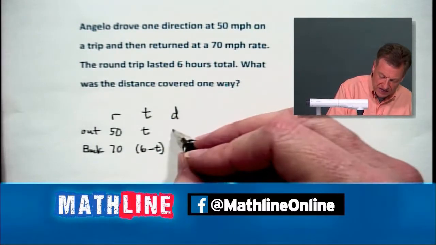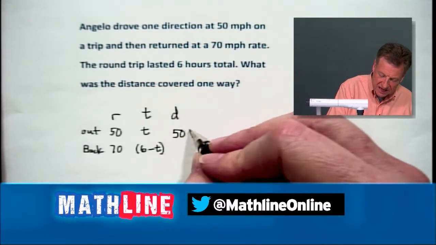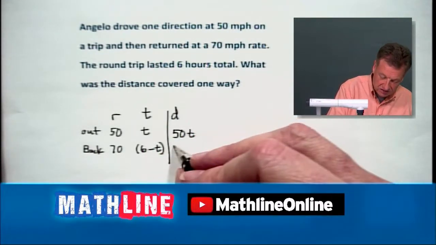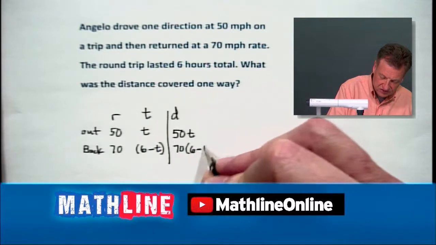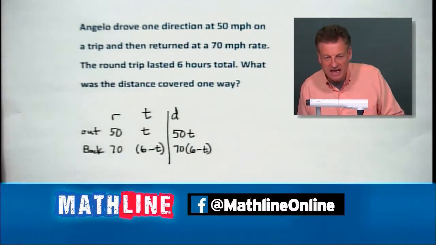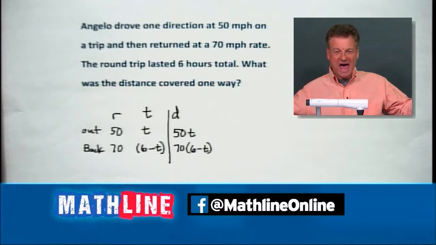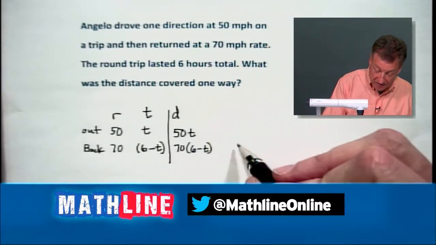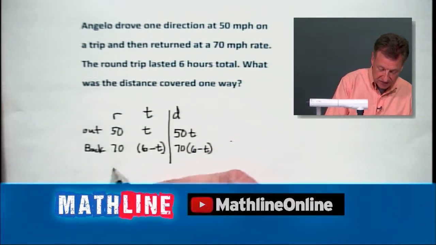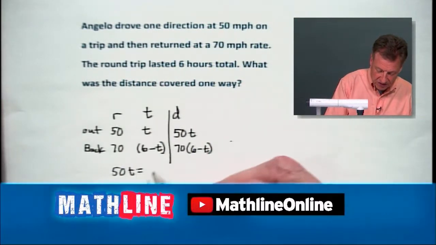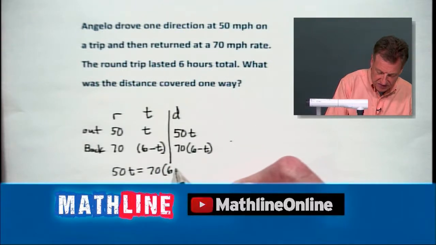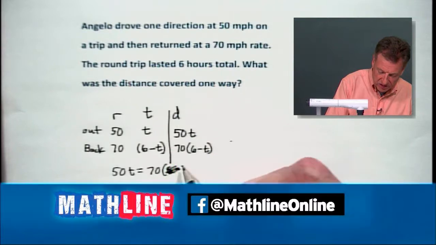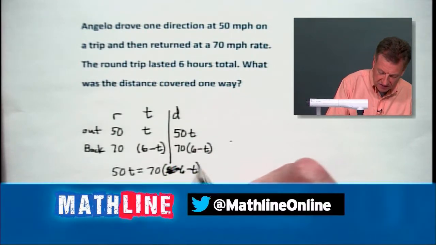Very important. So now let's play it out here. Rate times time. Okay, here we go. 50T. Over here, 70 times 6 minus T. Are we ready? Set those things equal to each other? I think we are. Let's do it. I got 50T equaling 70 times 6 minus T, and we're ready to work it out.